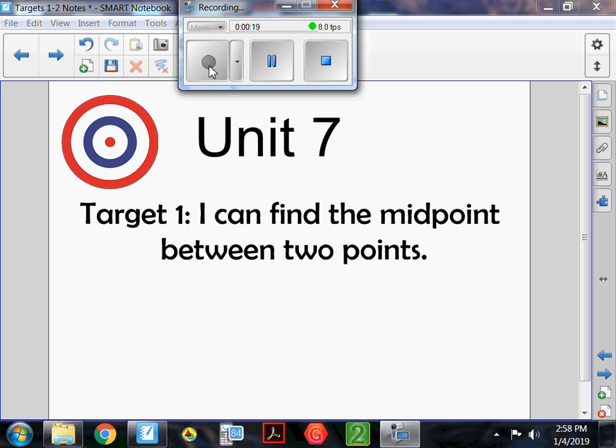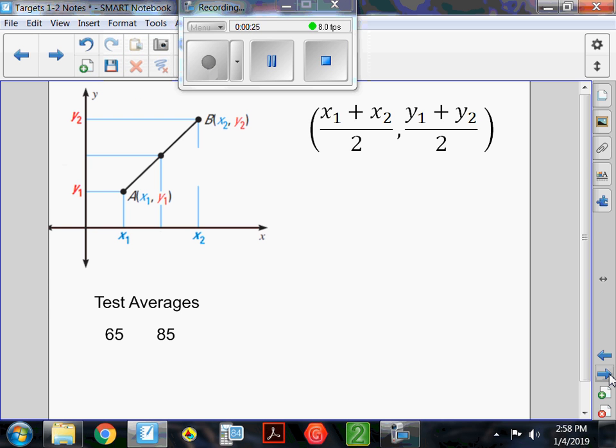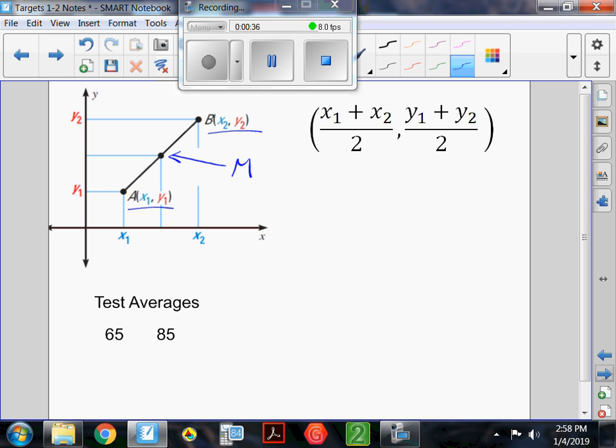And what we know about a midpoint is that it's going to be the same distance from both of the endpoints. So here's a picture of a graph with point A and point B. And the point in the middle, we'll call M, that's going to be our midpoint. And you'll see a formula there for how to find it. But before we get to the formula, I want to talk about where that comes from a little bit from a different perspective.